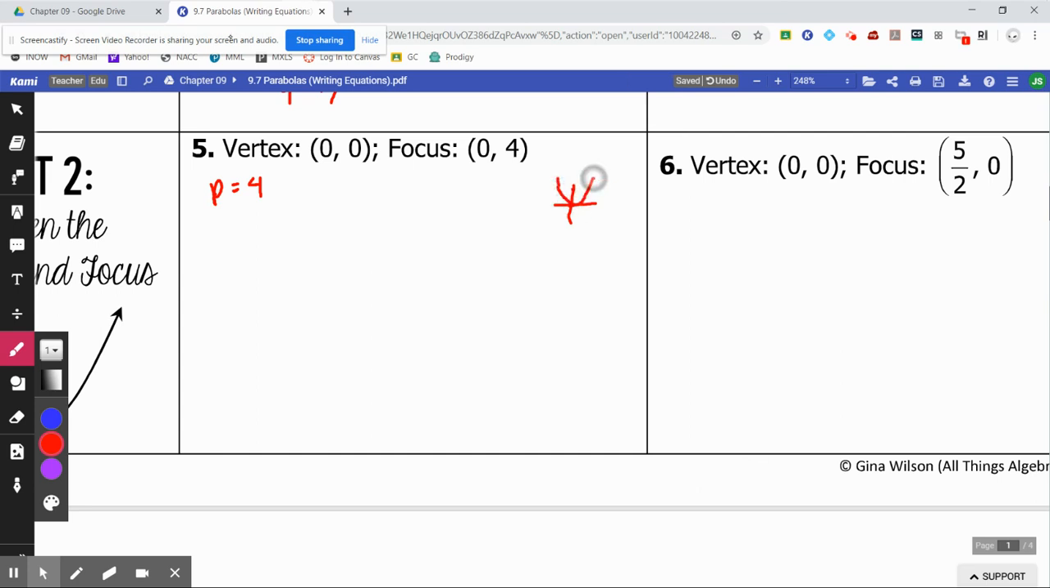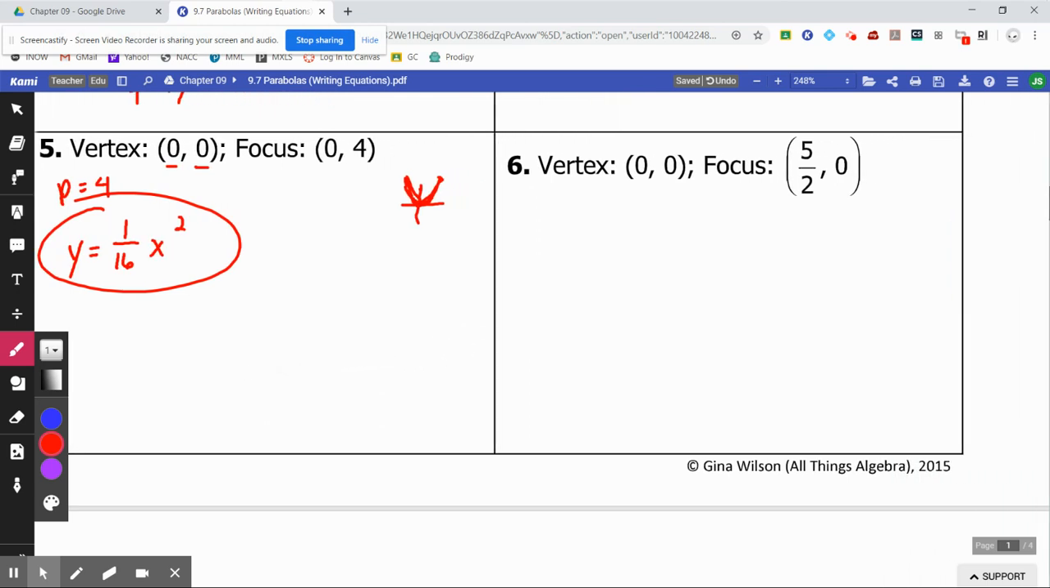That means my parabola cups up, so therefore my 1 over 4 p-value will be positive. It also means that I have a y equals parabola since it's up and down. So we have 1 over 4 times p, which would be 16. This has not been translated any, so therefore I don't need x plus or minus anything. That's it. It'll be x minus 0 and a plus 0 at the end, so it doesn't change it.